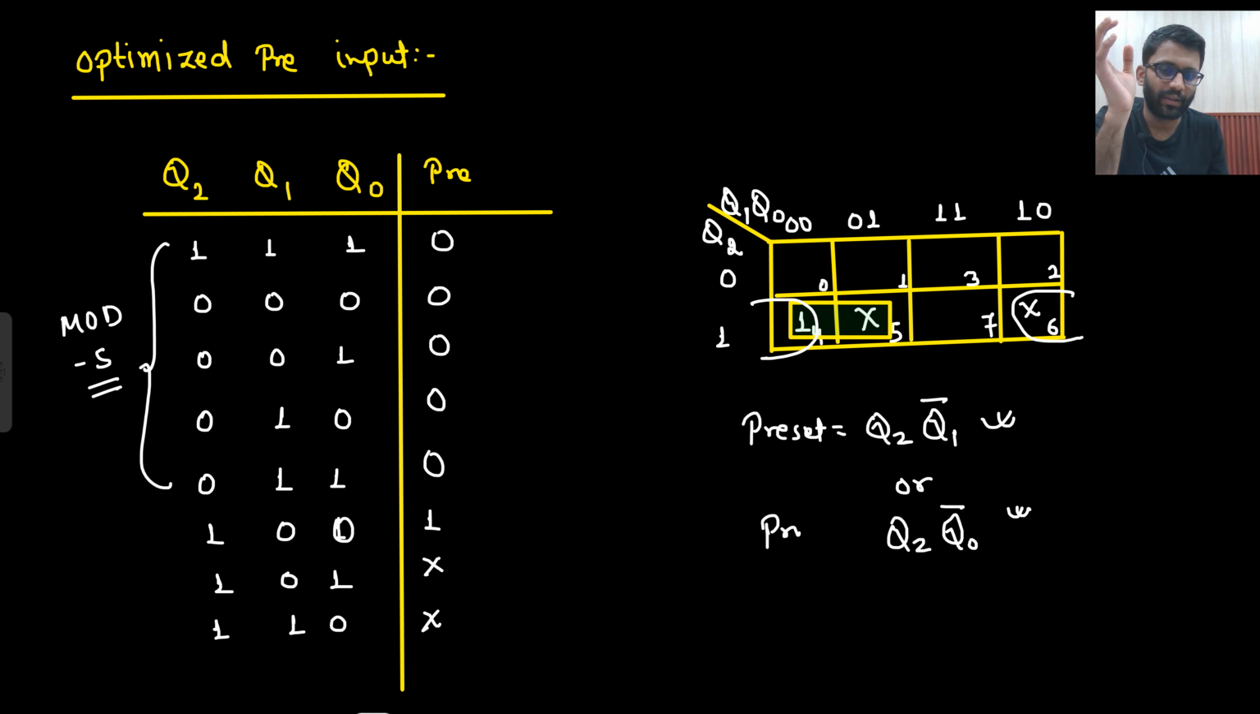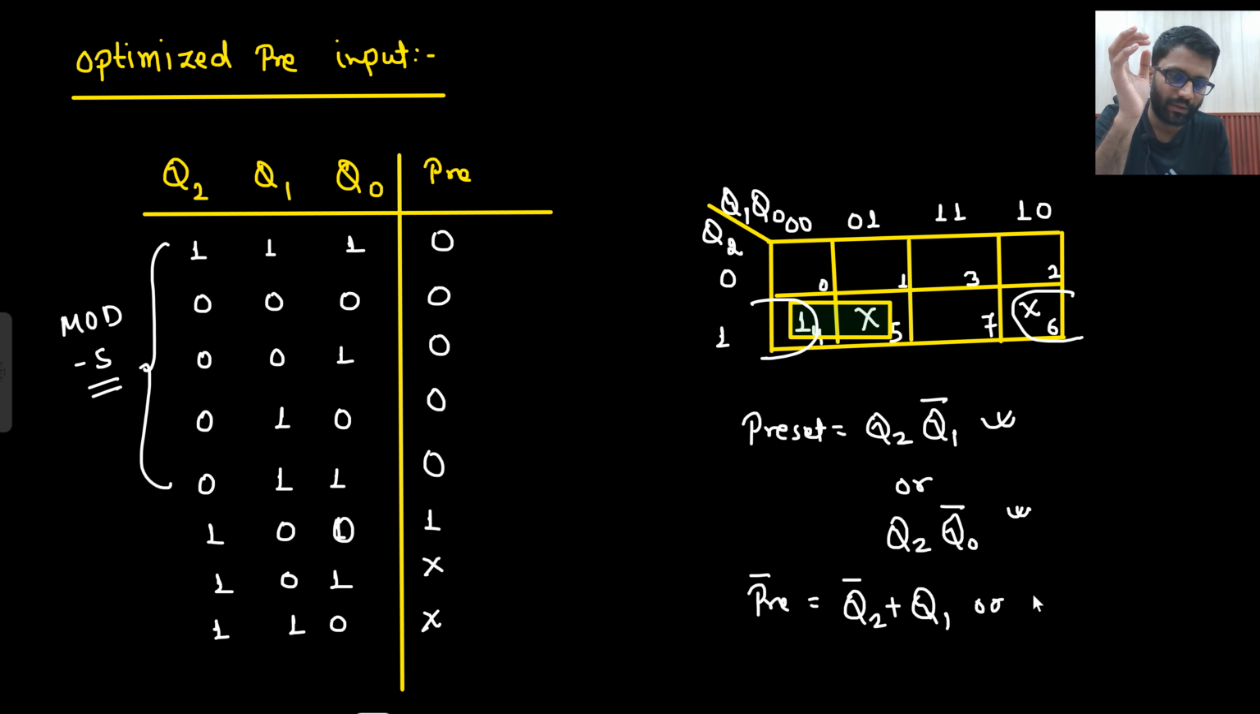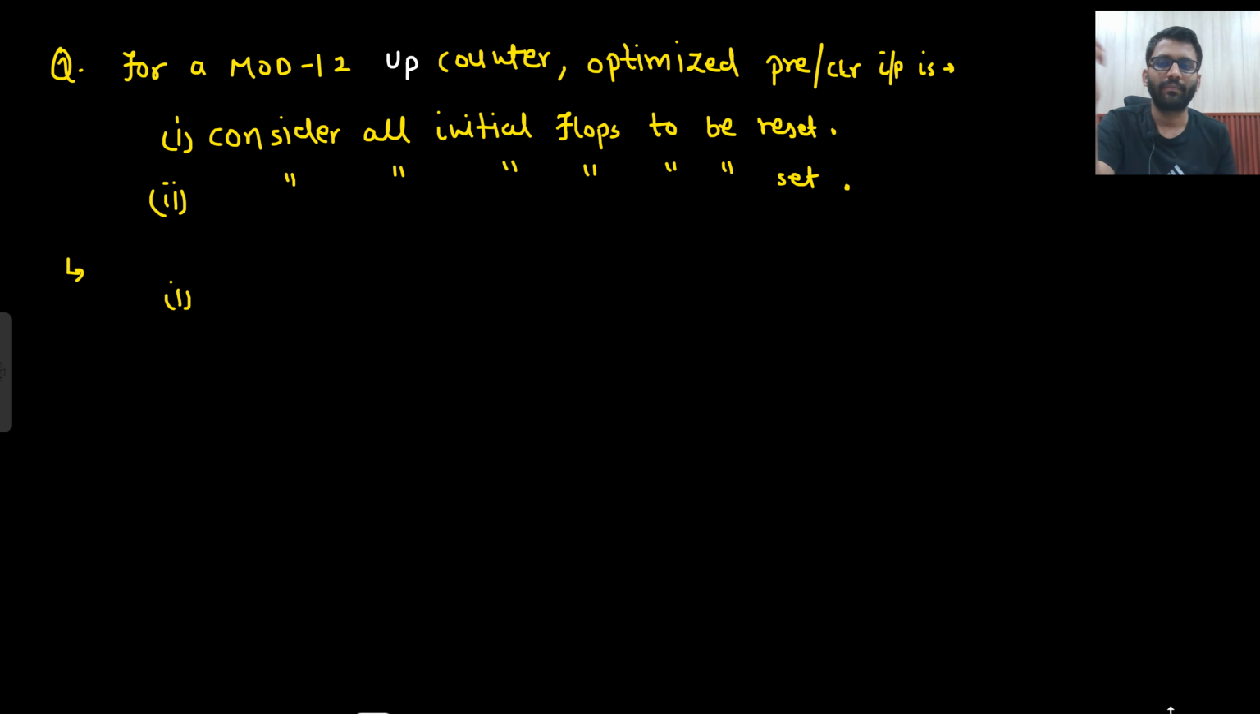For pre. Okay. So for pre bar, what would be the condition? You can just take the bar of that. It would come out to be Q2 bar plus Q1 or Q2 bar plus Q0. You can make the table on your own. You will certainly be able to take out these expressions. Same loop will be there, just complement, plus Q1, right? Solve this question on your own.